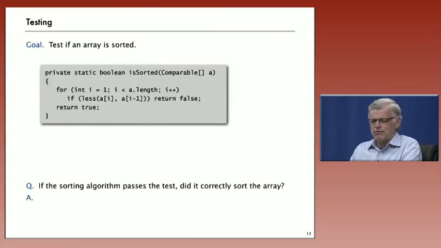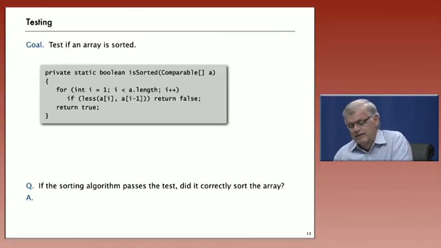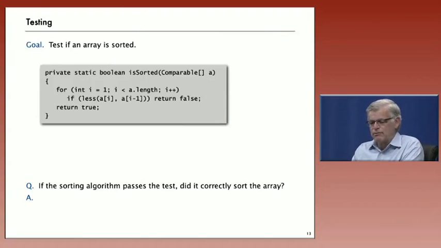Here's an example. Suppose we want to test if an array is sorted. So this is a static method that is supposed to return true if the array is sorted and false if it's not. And all it does is go through the array from 1 to the length of the array and test if each item is less than the one before it. If you have an item that's less than the one before it, then it's not sorted, return false. If you get all the way through the array without that happening, then you return true. That's pretty simple code. The question is, if you have a sorting algorithm that passes that test, are you sure that it correctly sorted the array?